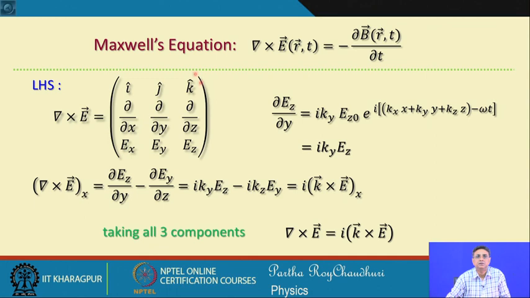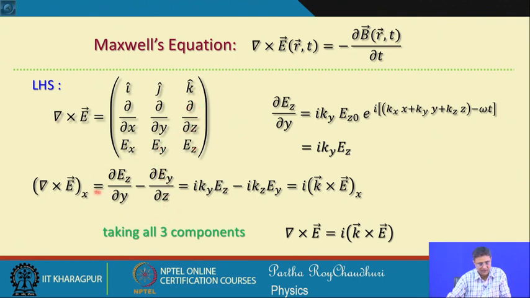To do that, we consider Maxwell's third equation, the curl equation. The curl of E, if we have to represent it, we write as the determinant with i ∂/∂x, j ∂/∂y, k ∂/∂z in the first row, then E_x, E_y, E_z. So, this is the curl operator operating on E, and if we take the x component of this curl, it will be ∂E_z/∂y − ∂E_y/∂z.